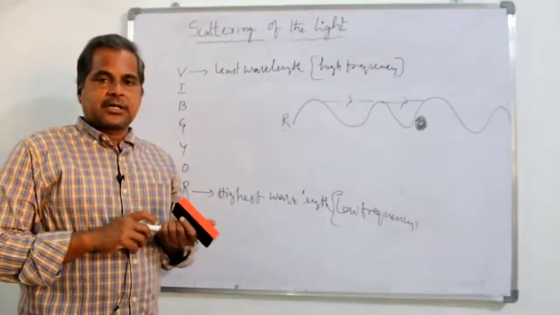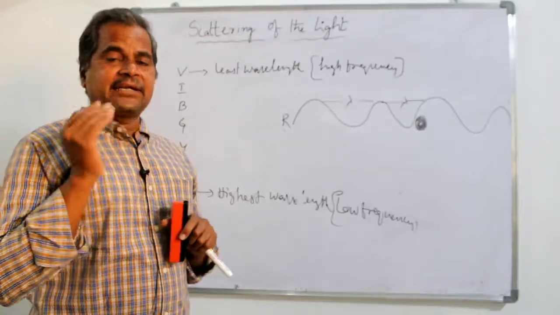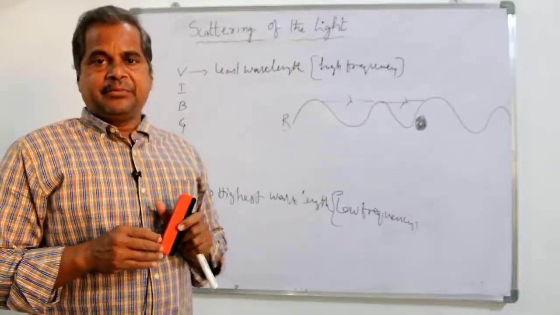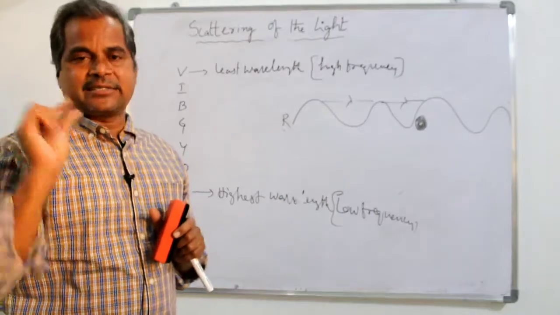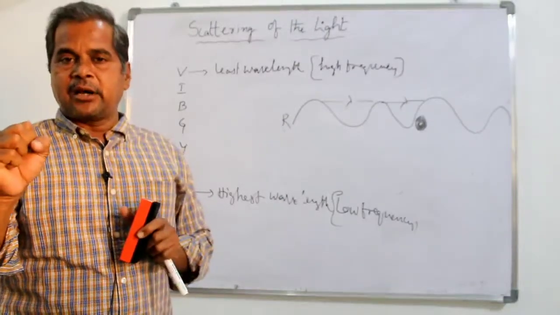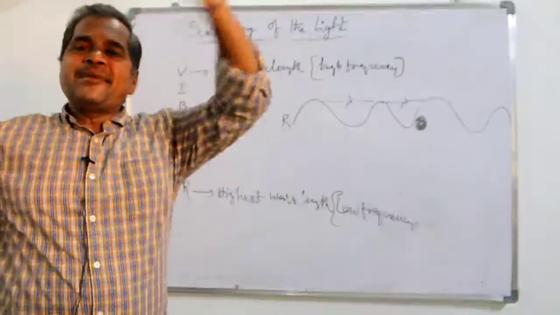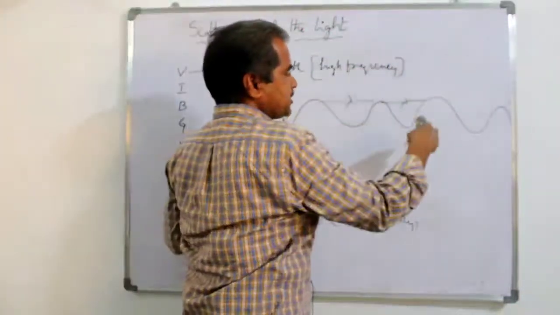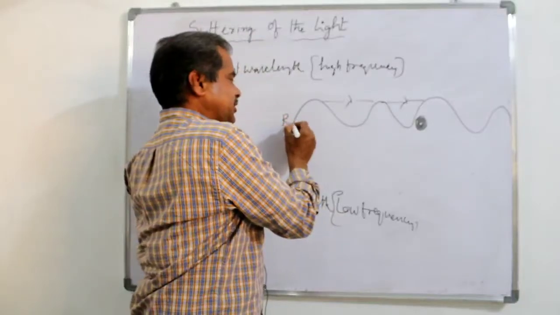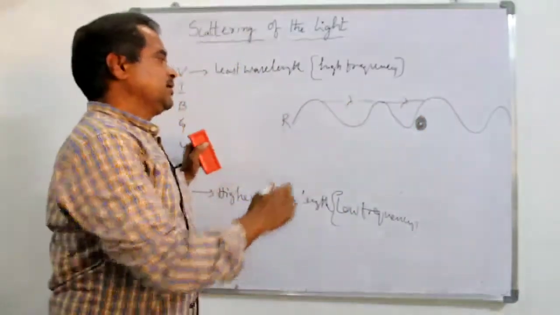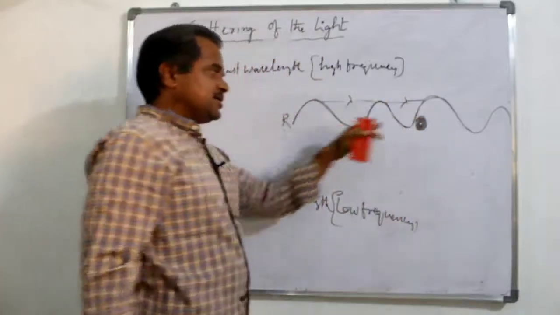So what is meant by scattering? Any light ray which comes from any light source is incident on the particle of any medium. If the wavelength of the light ray is comparable to the size of those particles, then those particles absorb some light energy from the light wave, and that energy is emitted in all directions. This is known as scattering. Here we take one example. We take one small particle and incident a red colored light ray on it, but the wavelength of the red light is high, so scattering does not occur.